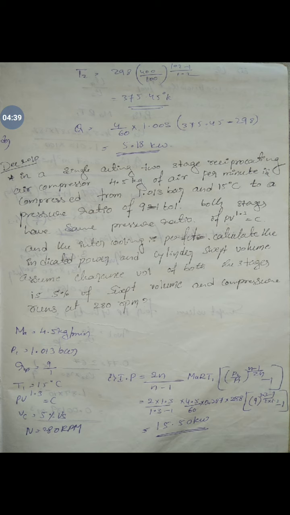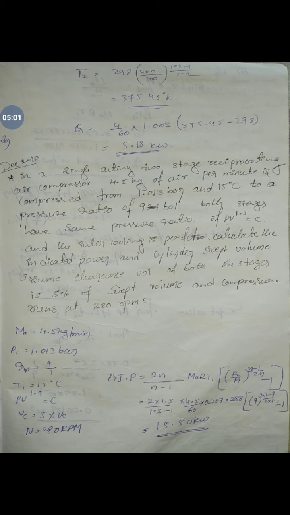Assume the clearance volume of both the stages is 5% of the swept volume, that is, the K value he has given as 5, and the compressor runs at 280 RPM. He has given the compression ratio for both the stages as 9:1. He is asking to find the indicated power and swept volume. So let us find the indicated power.